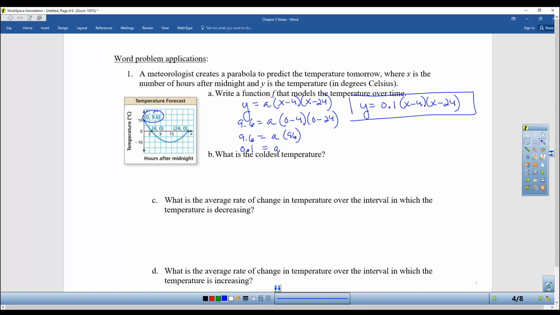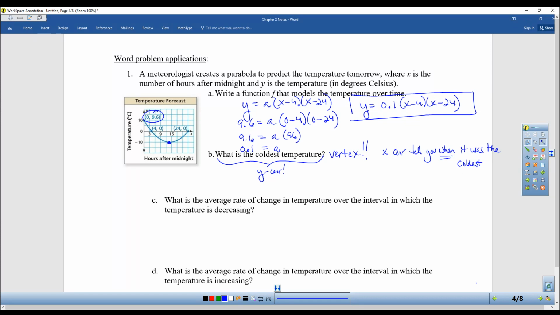What is the coldest temperature? So that's right there, right? The temperature keeps falling and falling and falling. That's the coldest. That's the vertex. Is it the x coordinate of the vertex or the y coordinate? It is the y coordinate. What does the x coordinate tell you? The x coordinate would tell you when it was the coldest. But the y coordinate is going to tell you what actually was the coldest.